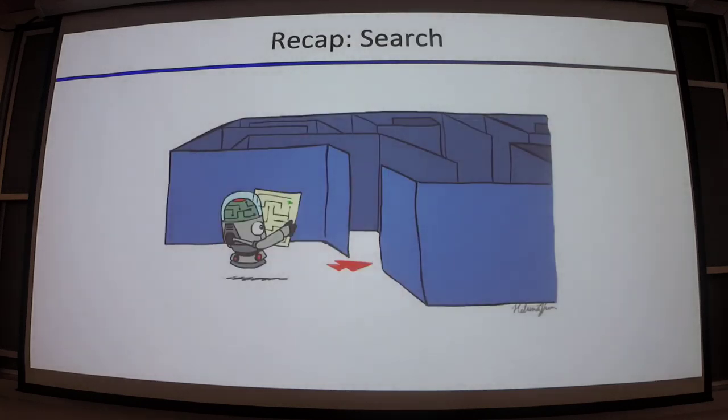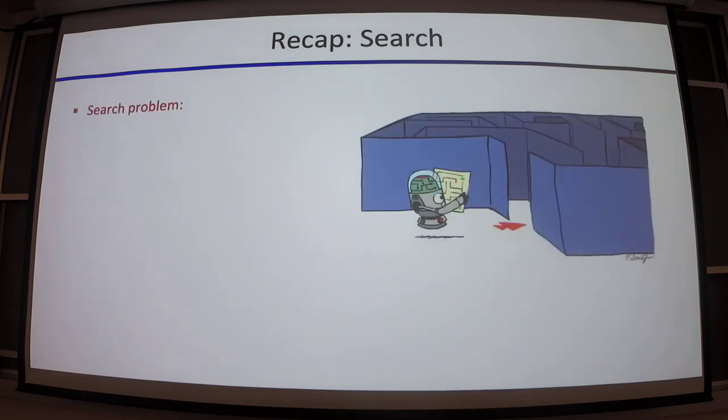Okay, so let's recap. What is search? So we defined pretty specifically a search problem, right? We have some set of states. This represents the configuration of the world. This is generally a simplified version of the world, some model. You don't really want to model the entire true world in all cases, might be too big, might have irrelevant details. So this is a model. We have some set of actions that you can take from every state and costs associated with those actions.